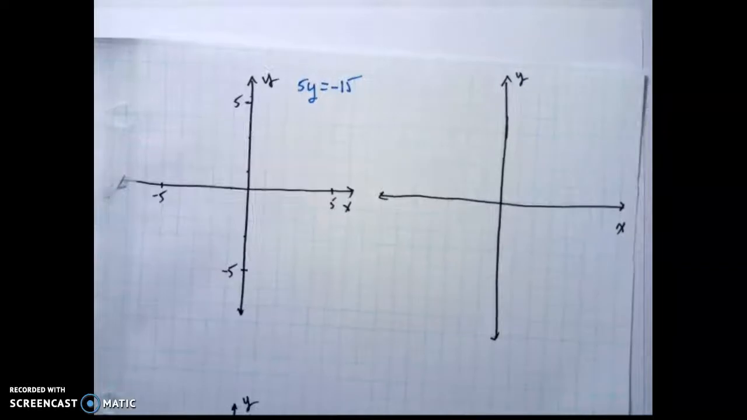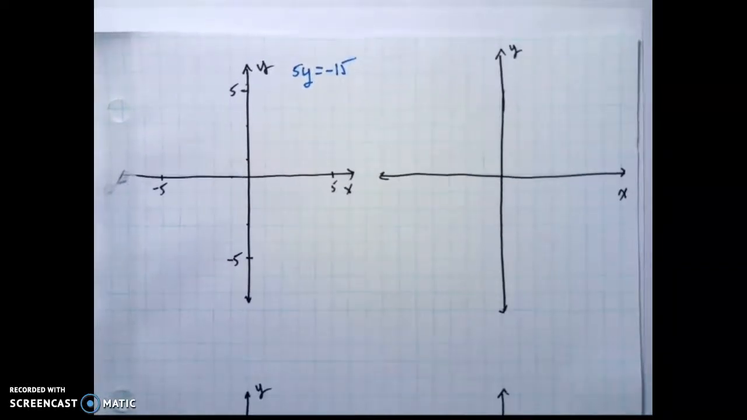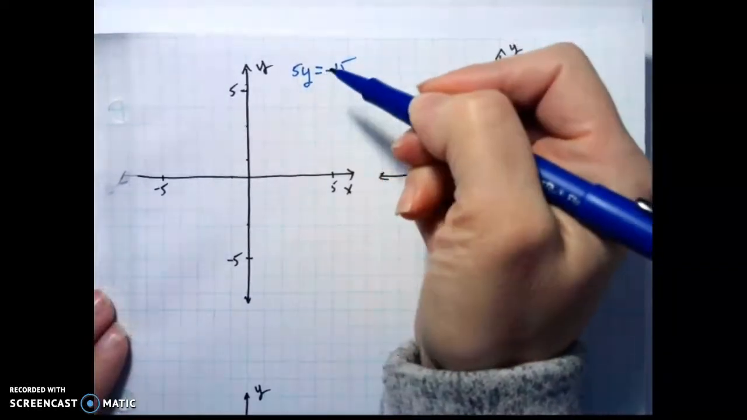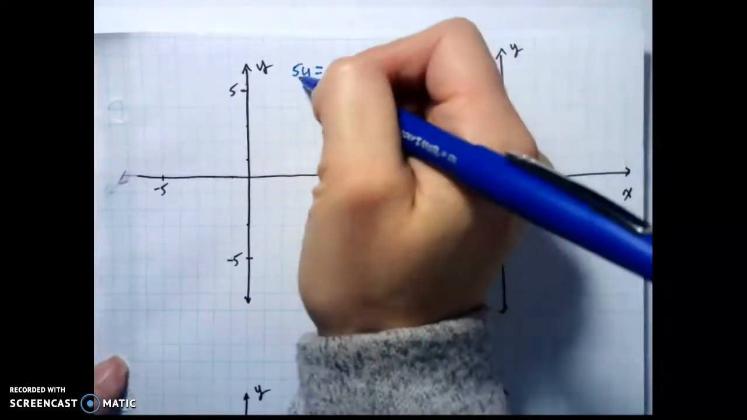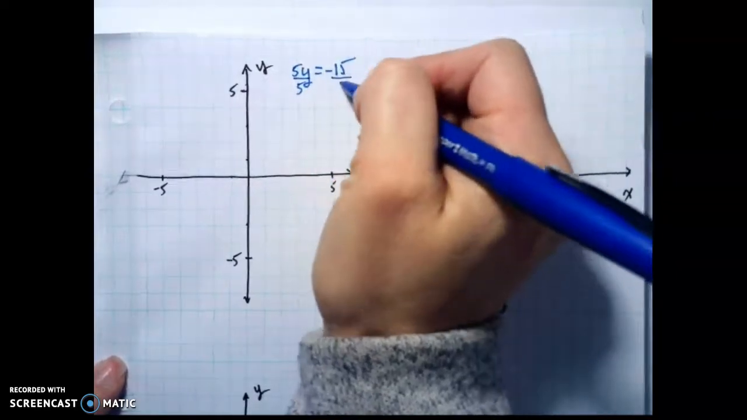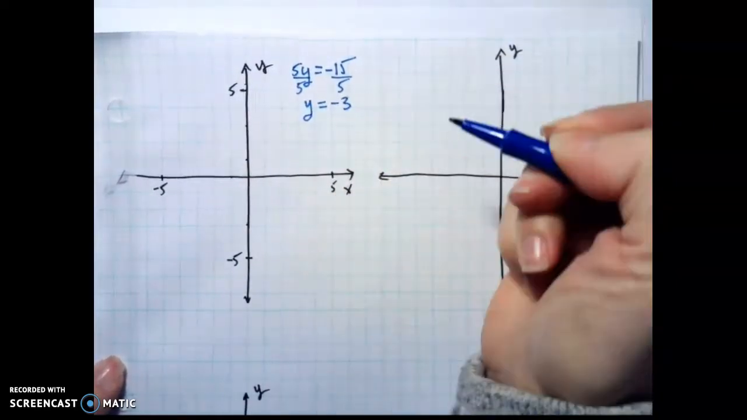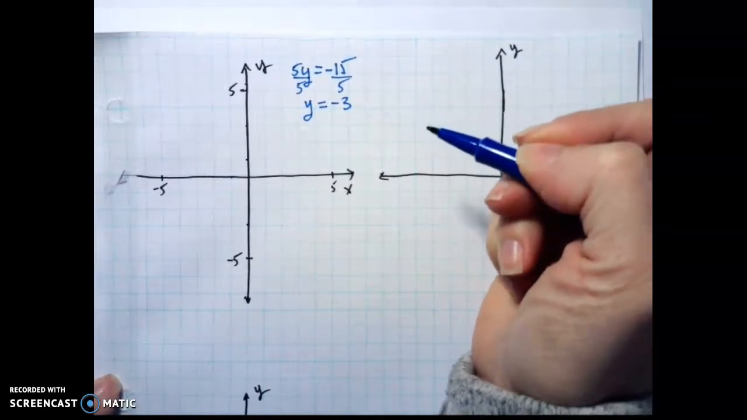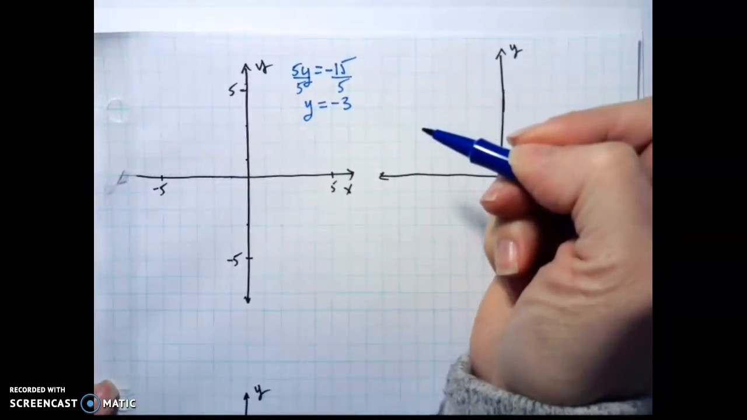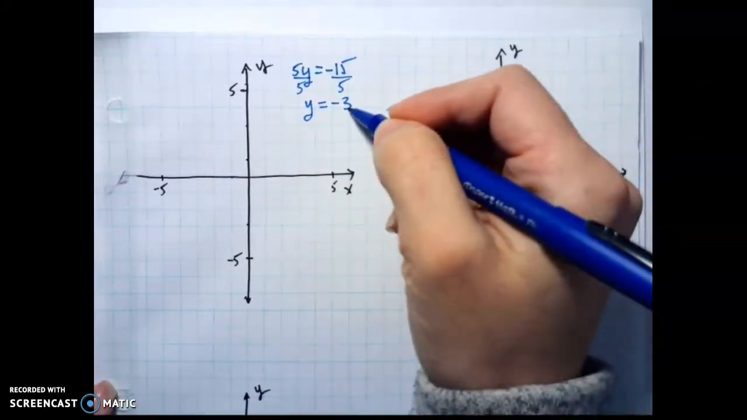In the first example, we have 5y equals -15. I want to simplify this. I see that there's only a y, so I'm going to divide by 5 on both sides, and I have y equals -3. Now since there's y only, I know that this is a horizontal line, and I know that -3 is the y-intercept.